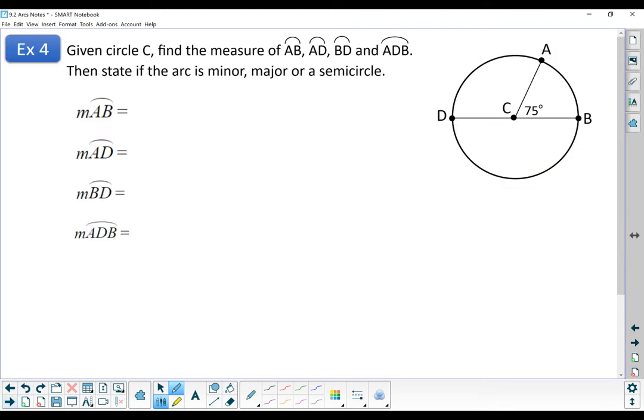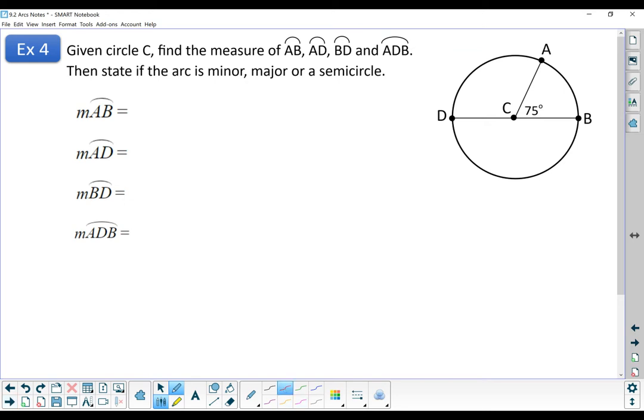Okay. Here is circle C. Remember, circles are usually named by their center, so the center is point C. We want to find the measure of arc AB, AD, BD, and ADB. And then we'll just say if each arc is a major arc, a minor arc, or a semicircle.